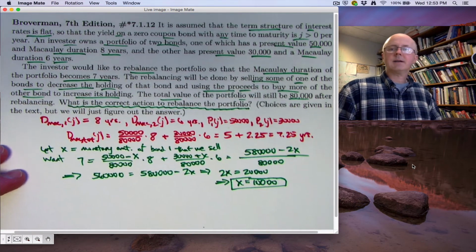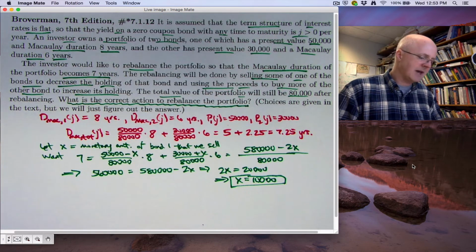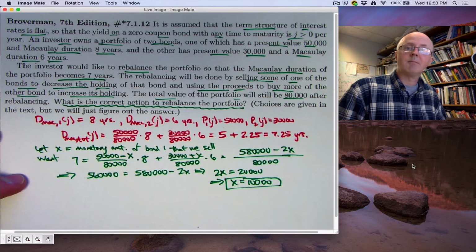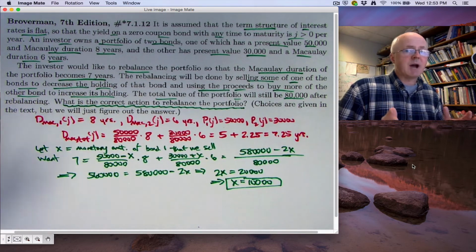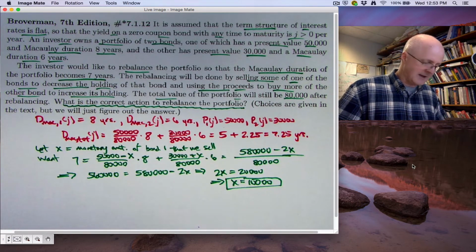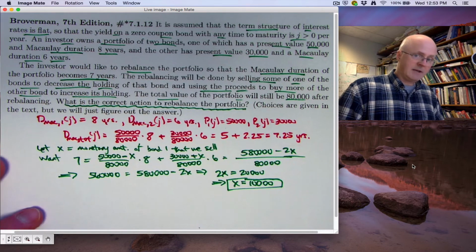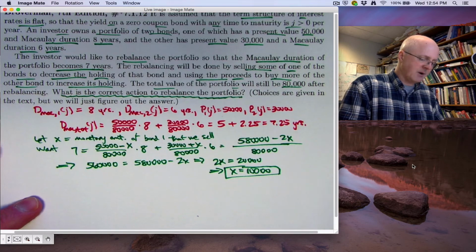That would be the monetary amount that you should attempt, if you can, to sell of bond 1 and use that money to buy more of bond 2, at least approximately. Again, you probably wouldn't be able to do that exactly. All right, so that's the answer. That's the first part of the video. On to the second part here.